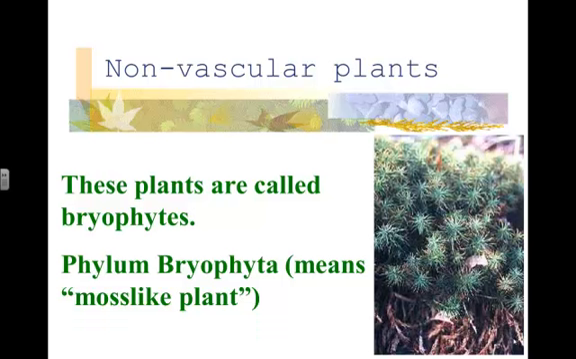So these plants are called bryophytes from the phylum or from the division called Bryophyta. And it's interesting how, again, they pick these words because of the meaning and the characteristics. And Bryophyta means moss-like plant. And of course, there's various mosses and other plants that are like it in this category.